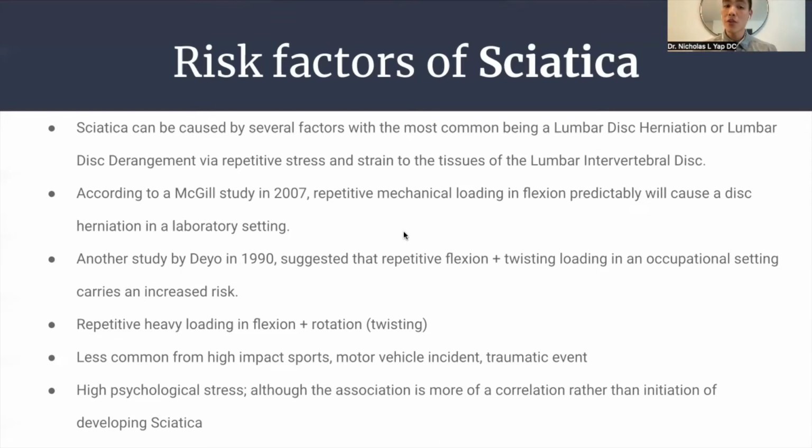Some other risk factors we found that may not necessarily lead to sciatica, however, have somewhat of an association to sciatica, is high psychological stress. A lot of times, individuals who suffer from sciatica tend to report higher than their usual pain levels during high periods of stress.